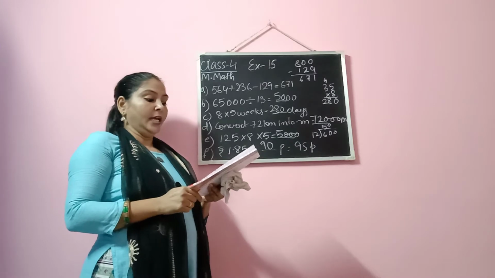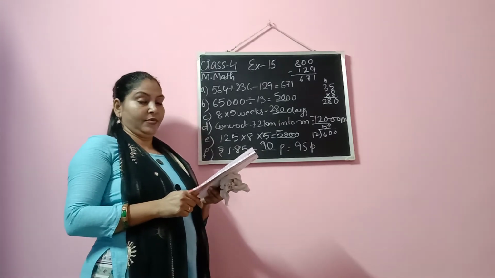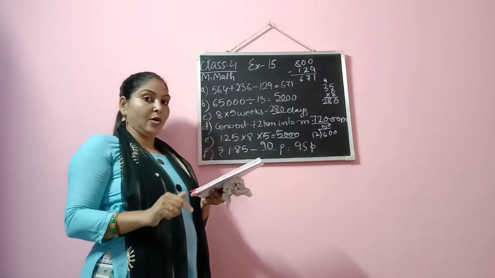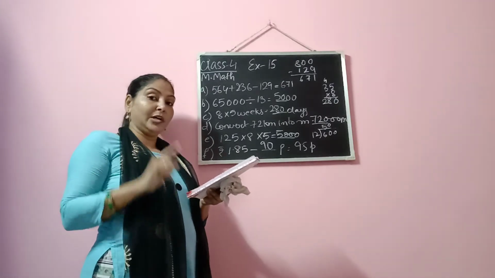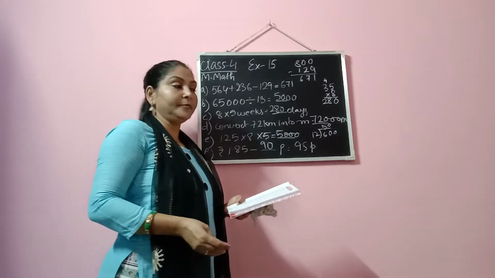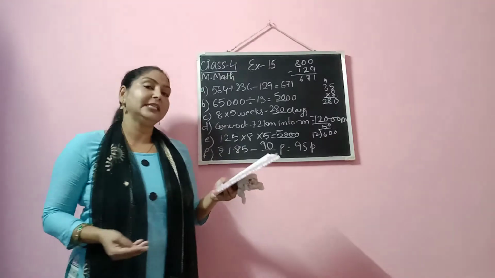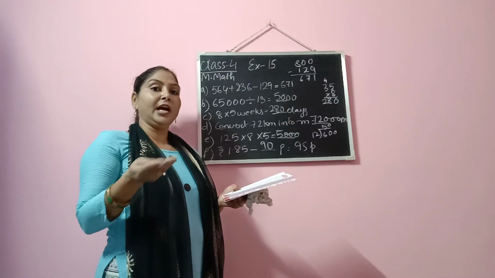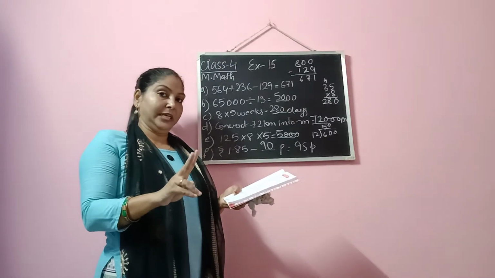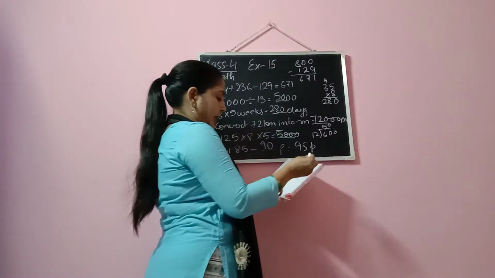Okay. See, it is given 93,085 paise. Now you have to convert this into what? Into rupees. So what is the process actually? The process is, from the right side we will count 2 places, and then we will put a dot. Okay. So what is the number? Let's see.